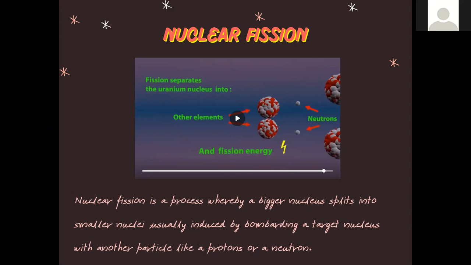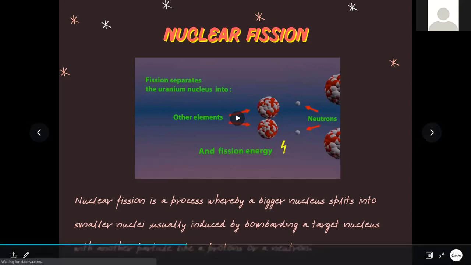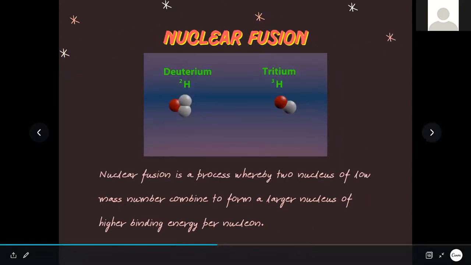And this will create a chain reaction, which is the concept applied in the atomic bomb, where more chain reactions occur in a shorter time span, causing the huge blast that was put on Hiroshima and Nagasaki. So let's move on to nuclear fusion.